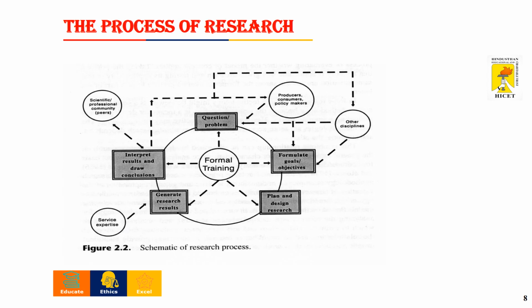The process of the research, it includes the formal training, and it is classified into several types, that is question problem, formulate goals, plan and design research, generate research, and interpret results. First one, question or problem finding, and it includes the procedures, consumers, and policy makers. If it is other discipline, then we will go for formulate goals and objectives. And next step is plan and design research. And next one generate the research results, that is the service expertise. And the final one is interpret results and draw conclusions approved from scientific professional community.